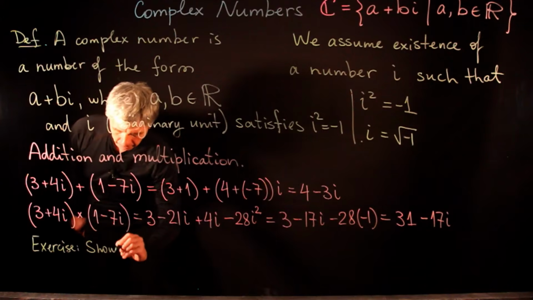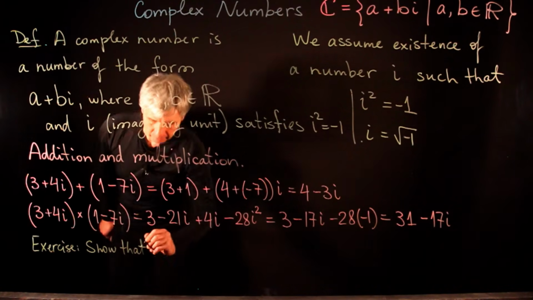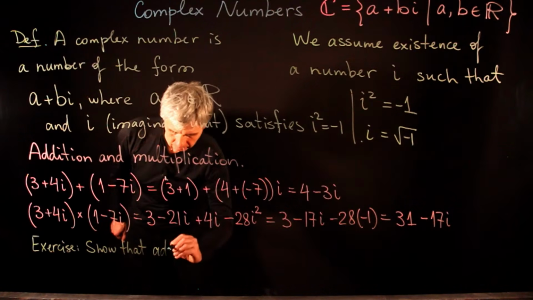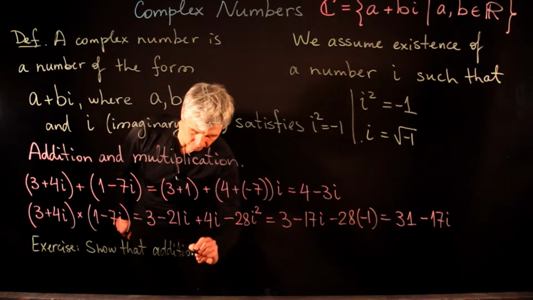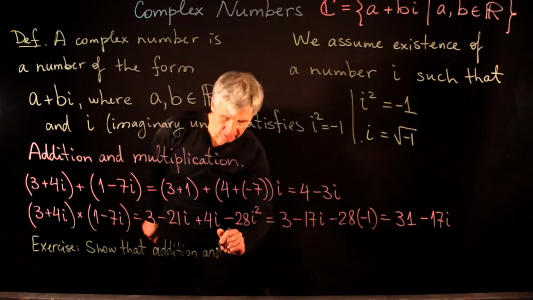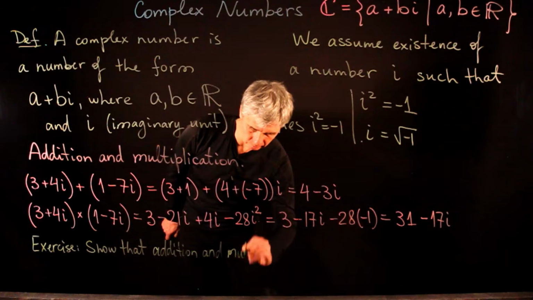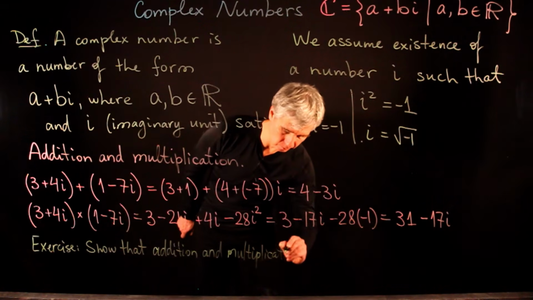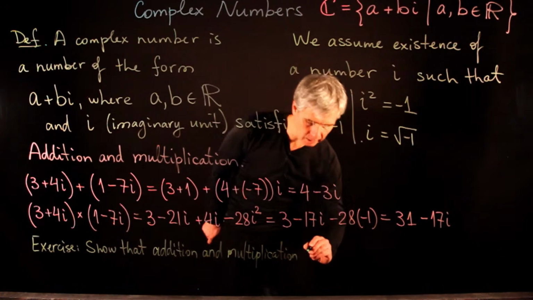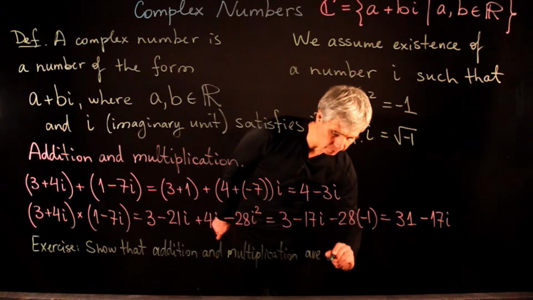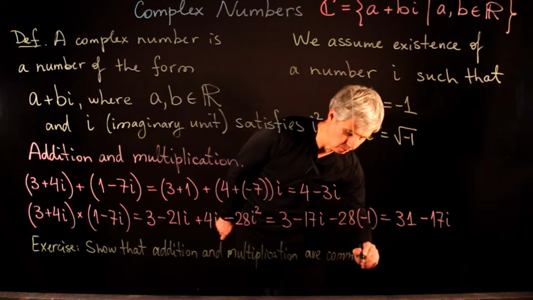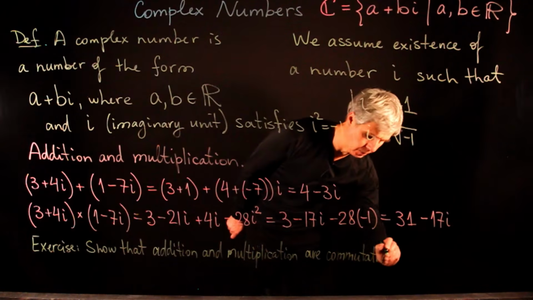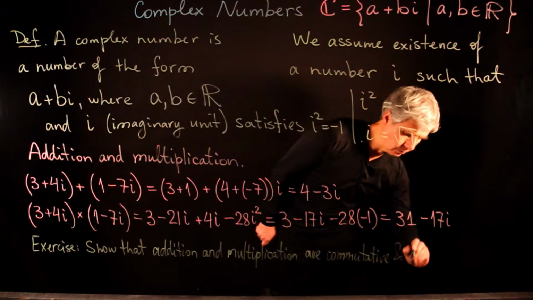Show that addition and multiplication of complex numbers are commutative and associative.